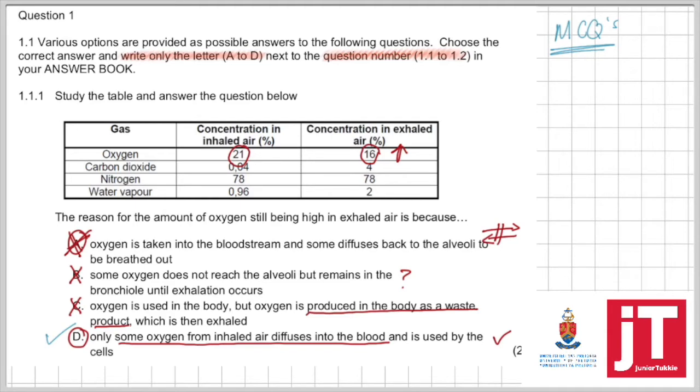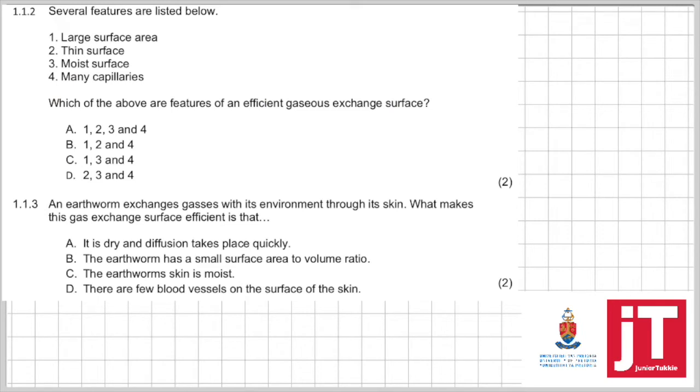Right, so that's 1.1.1. Let's have a look now at 1.1.2. So here we have a list of features that are supposed to describe efficient gas exchange surfaces. So let's quickly have a look. Question 1.1.2, option 1, first feature. Large surface area. Now, is this a feature of an efficient gas exchange surface?